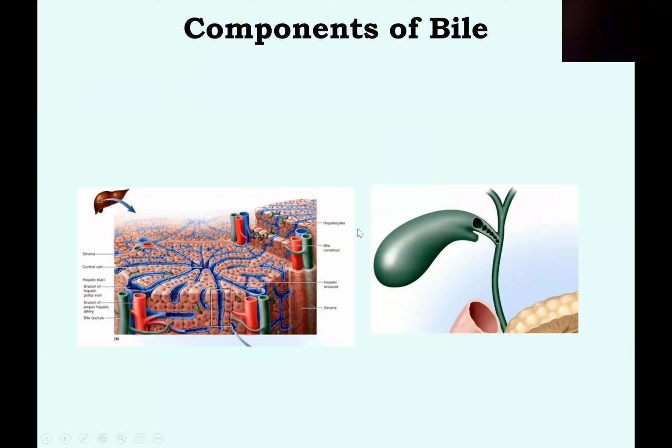Okay, so this is part C of chapter 25 on the digestive system. Last time we did the route that bile takes. Here we're going to start looking at the components of bile.